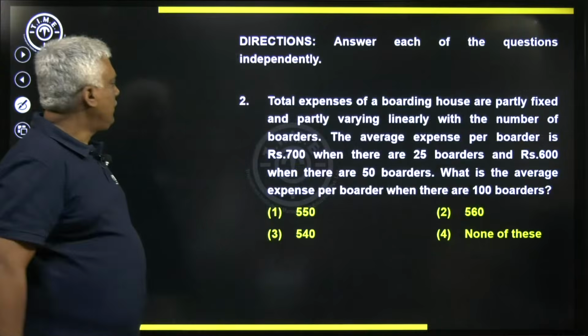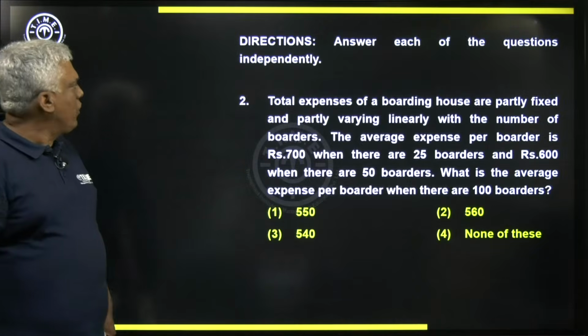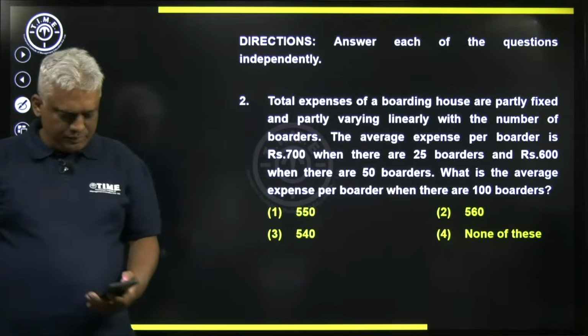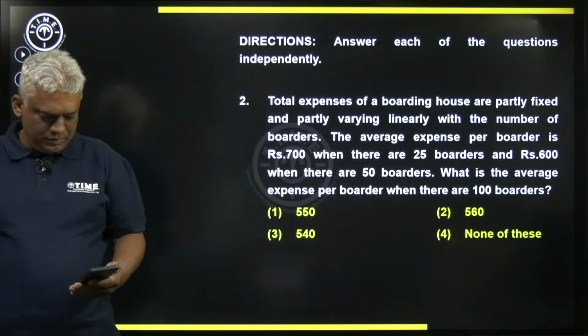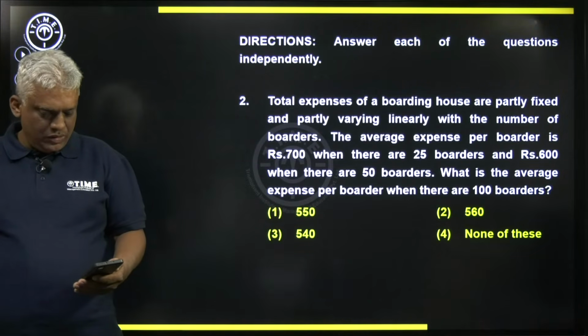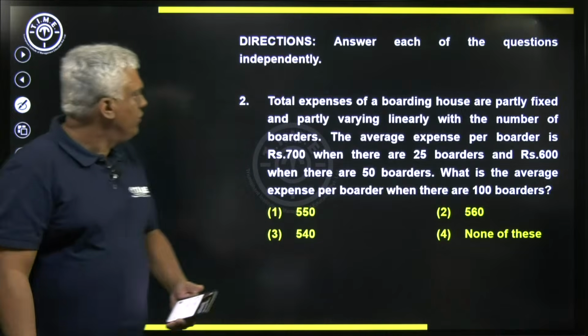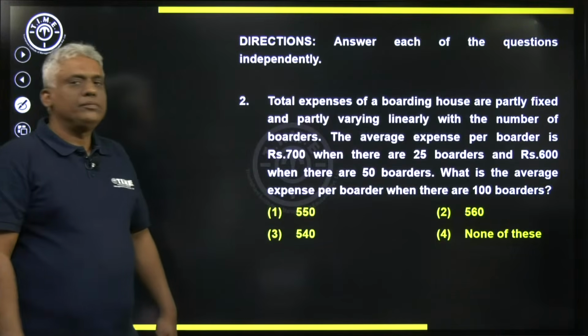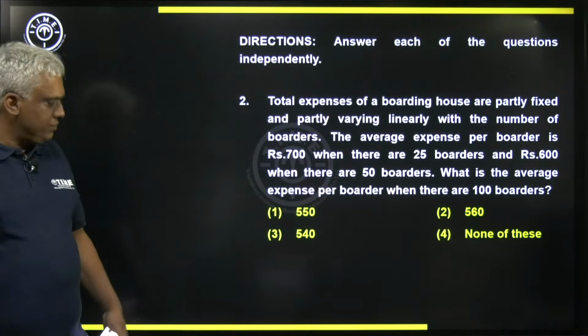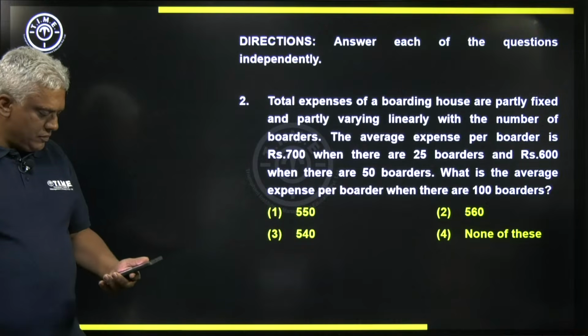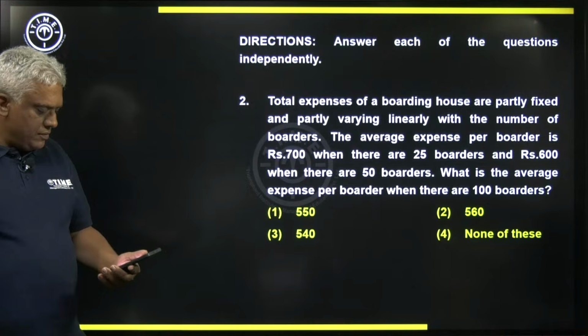Try, guys, this one. Take 1 minute. Ashok, Rohan, Tanvi, you can try this. Take 1 minute. Good evening, Tanvi.